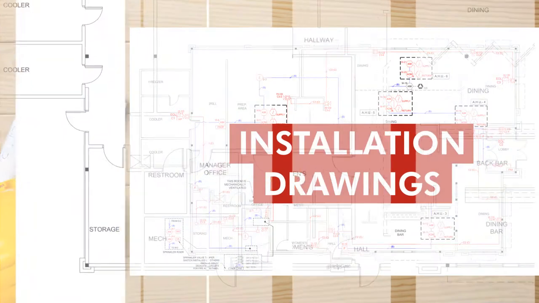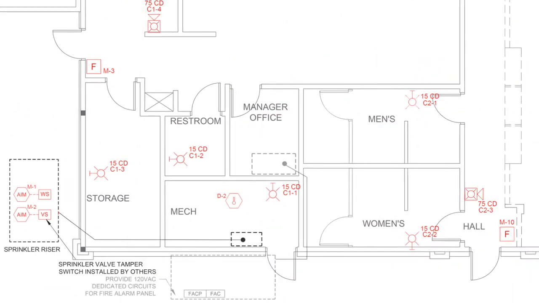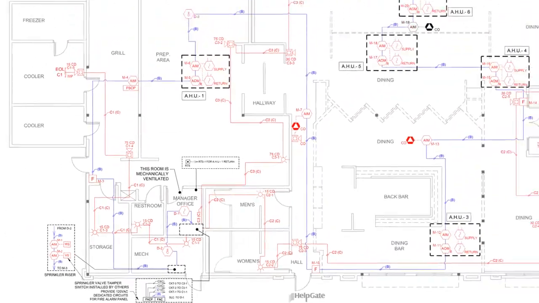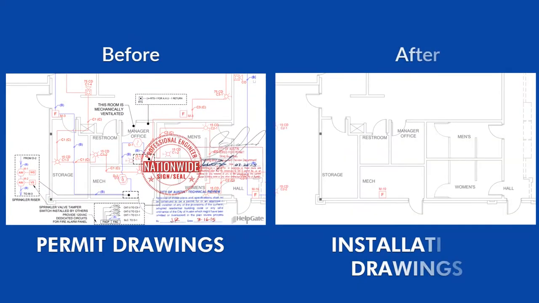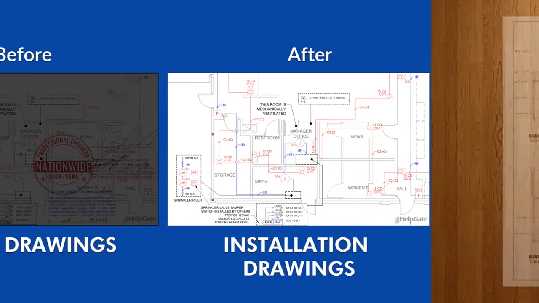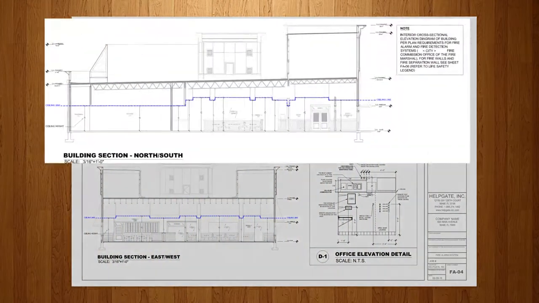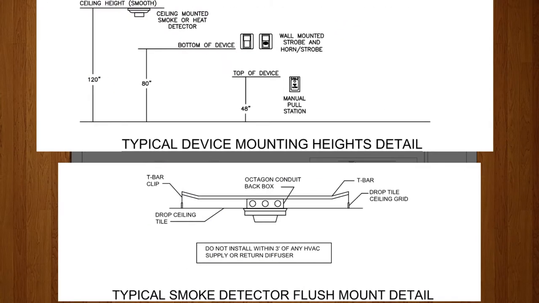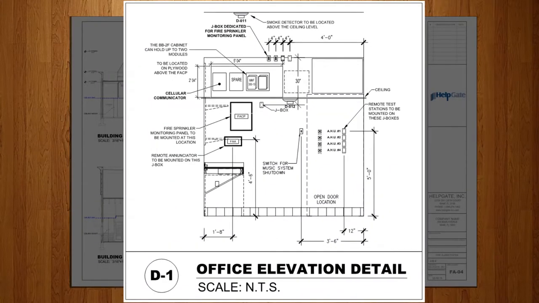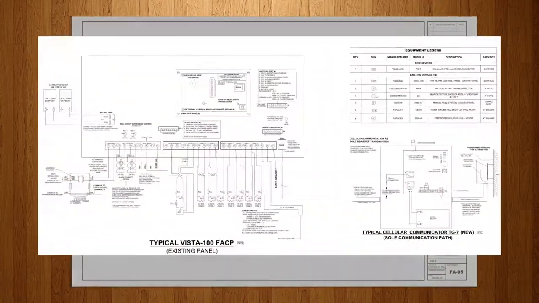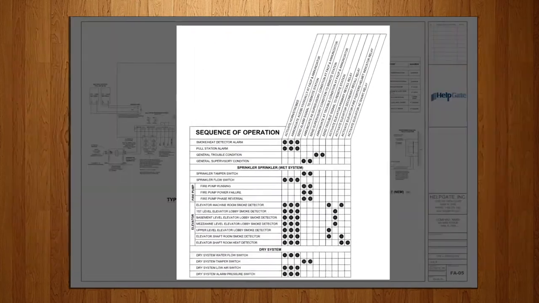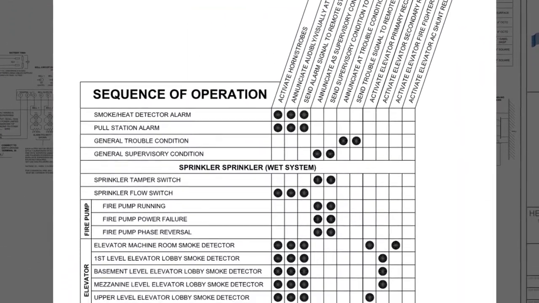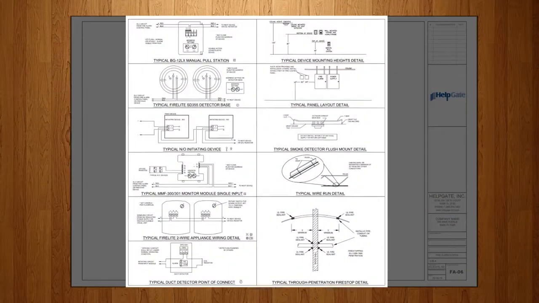In most cases, installation drawings can be the same set of approved permit drawings with the addition of other helpful things. Installation drawings provide more details such as additional elevation details, device connections, mounting details, FACP and panel elevations, detailed point-to-point diagrams, and even a device programming matrix and everything the installation crews will need.